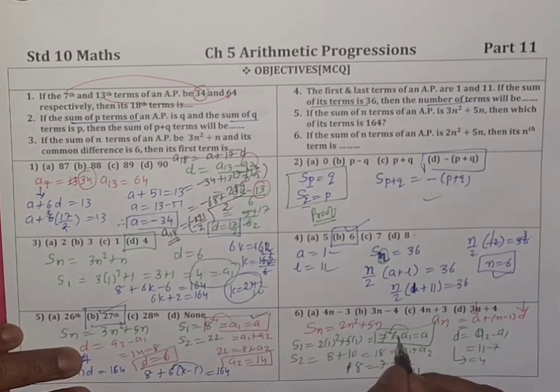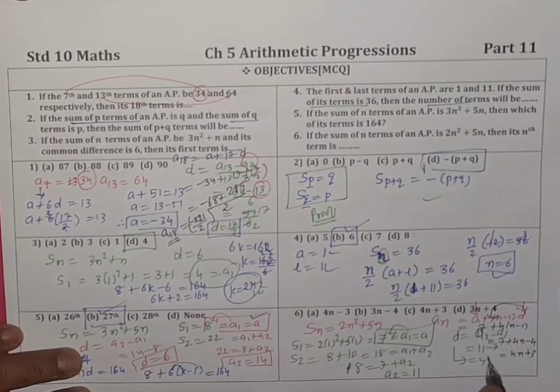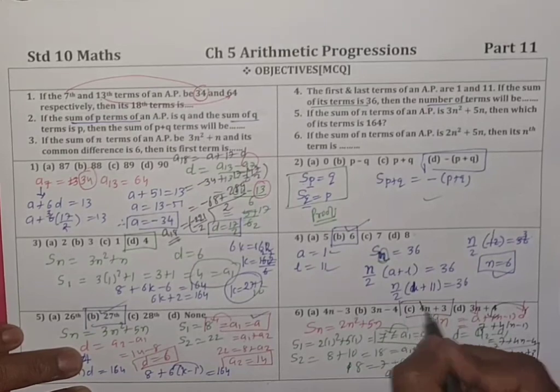So now you can put the values here. What is a? You have 7 plus d's value 4, 4 times n minus 1, that is 7 plus 4n minus 4, that is 4n plus 3. That is your nth term, 4n plus 3.